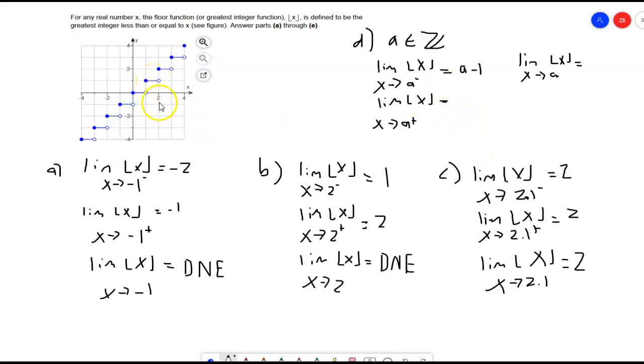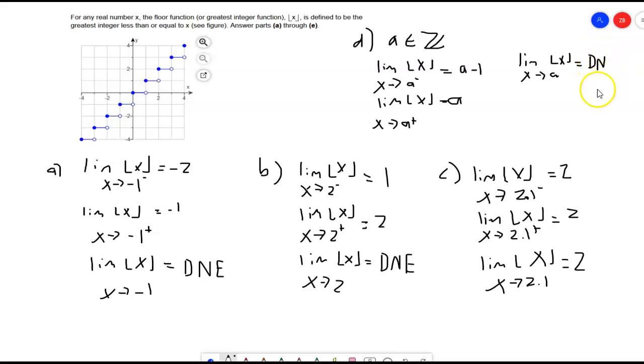And from the right, if we're approaching x equals 2, we're approaching the y value of 2. If we're approaching x equals -3 here, we're approaching the y value of -3. So from the right, we're approaching the same y value as the x value that we're approaching. If we're approaching a, the x value equal to a, then the y value is also a. So here the limit is not going to exist because a is never going to equal a minus 1. So that's going to be does not exist.